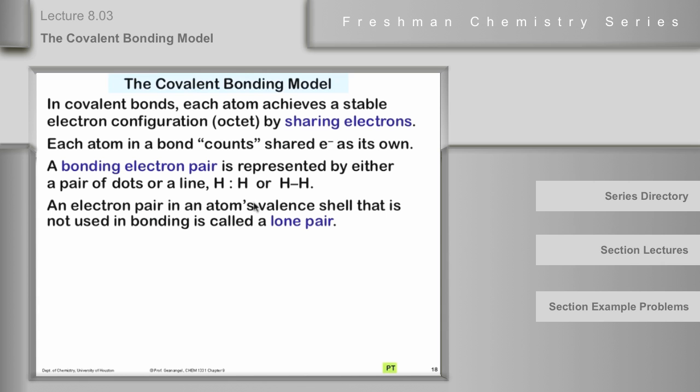So an electron pair in the valence shell that's not used in bonding, still a pair of electrons, is called a lone pair because it isn't shared. It belongs exclusively to one atom or another, and when you draw the Lewis dot diagram, it will be obvious how many lone pairs there are around each one of the atoms. And again, this is done in order to achieve an octet.